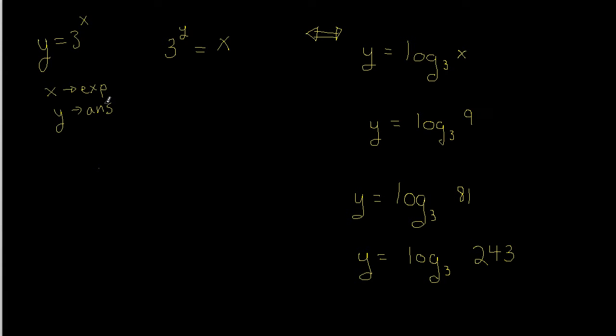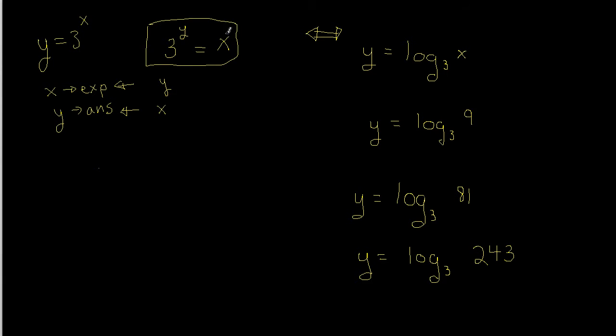Well, the inverse of this means that x and y switch places, just like they have here. Instead of having an x up here, we now have a y up here. Instead of having a y over here, we now have an x over here. So that means that the exponent is now the output, or the thing that we're going to get, and what we're going to put in is the answer. So we put in the answer, and we get out whatever exponent is needed to make it.